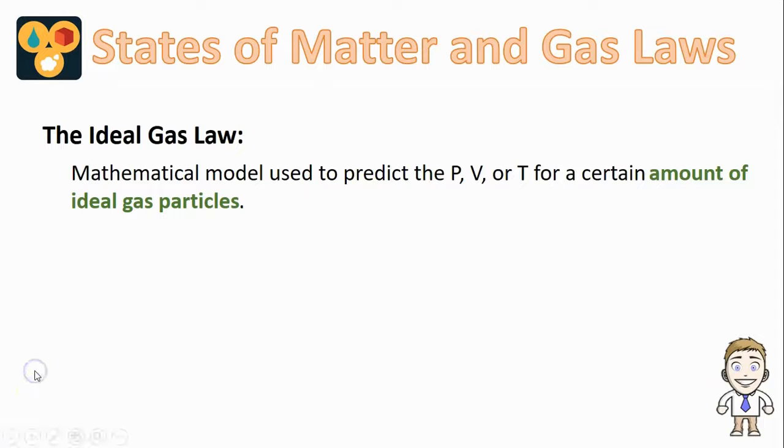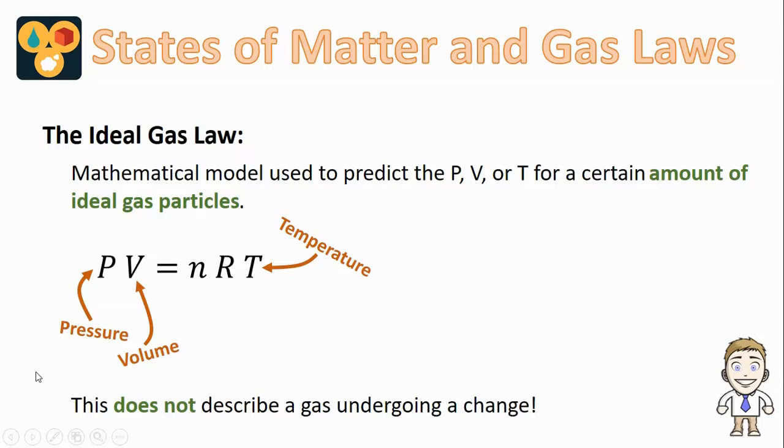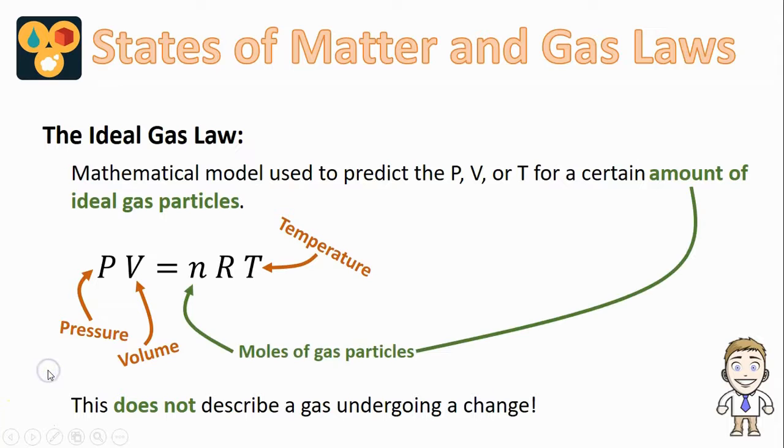So here's the mathematical equation associated with the ideal gas law. P times V equals N times R times T. Now right away you should recognize P pressure, V volume, and T temperature. But we've also got some new variables in there, the N and the R. You might also notice that there aren't any subscript 1s and 2s. That's because, again, this gas law does not describe a gas undergoing a change from an initial scenario to a final scenario.